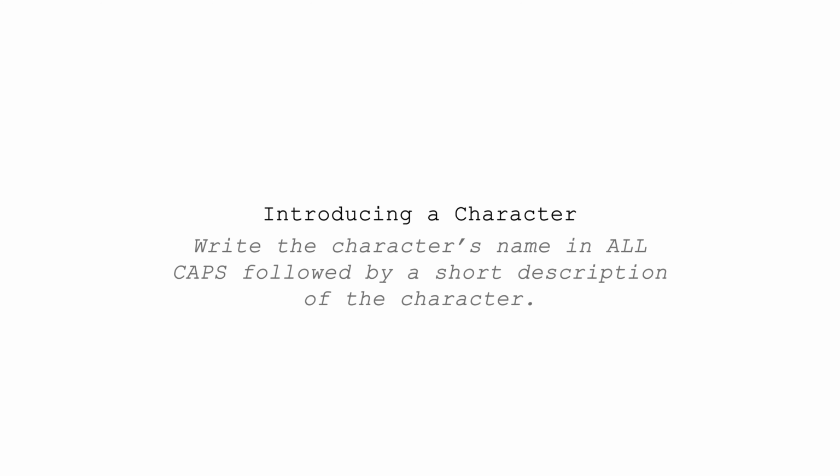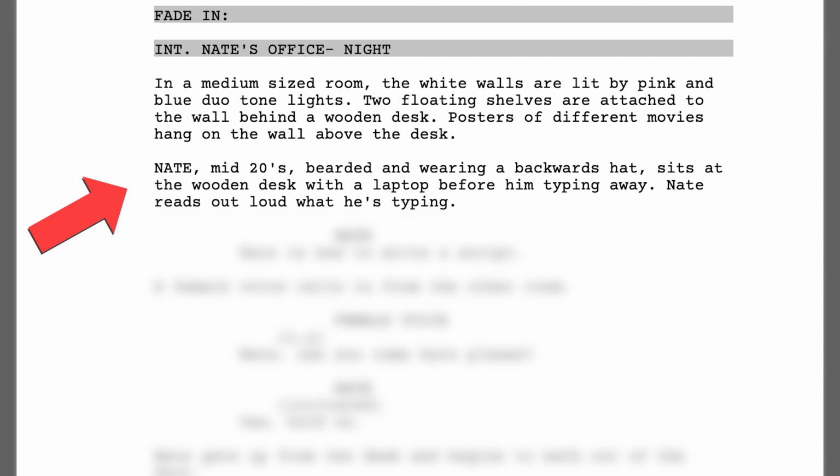All right, so now that we have our action line, let's introduce a character. Whenever you introduce a character for the first time, you will write their name in all caps, followed by a short description or any necessary descriptors of the character for the audience. And it would look something like this. If Nate is the character, I would talk about his beard, his age, so that whoever's reading can start to put a face to the name.